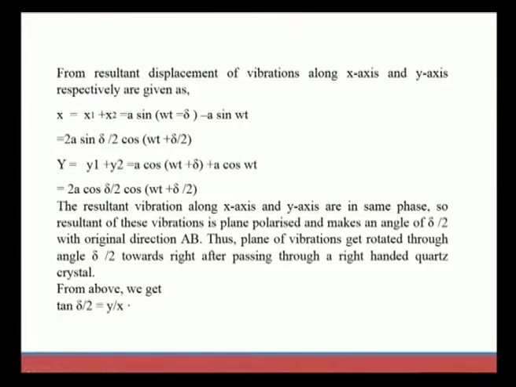So, the resultant of these vibrations is plane polarized and makes an angle of delta by 2 with the original direction of AB. The phase will be the same, and it makes an angle of delta by 2. Even after the clockwise or right hand vibrations have moved to an angle greater than before, that is theta plus delta, the plane of vibrations gets rotated through an angle delta by 2 towards the right after passing through a right handed quartz crystal.